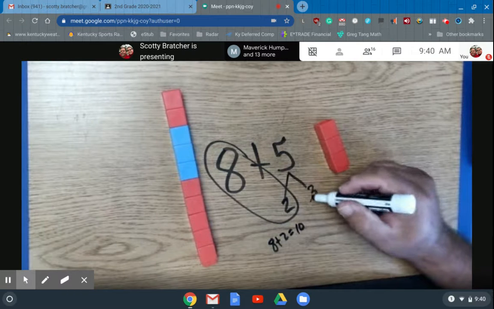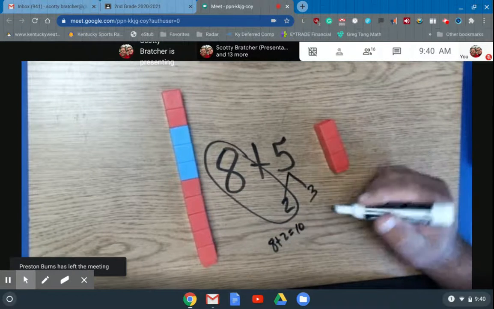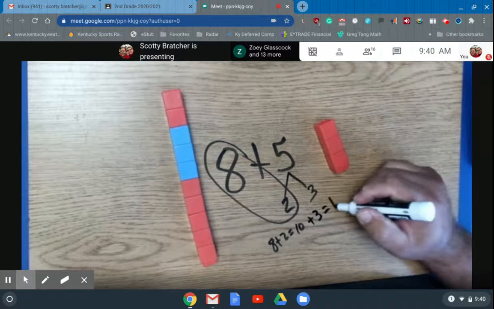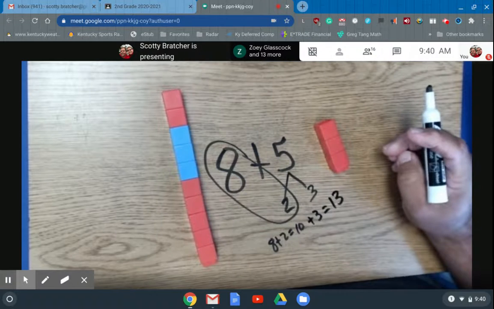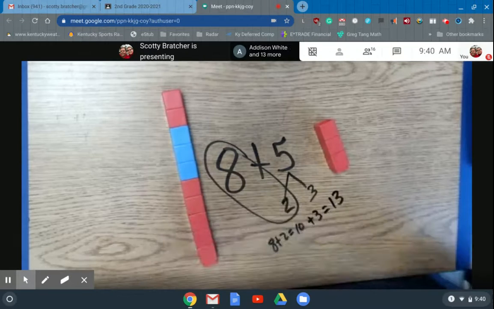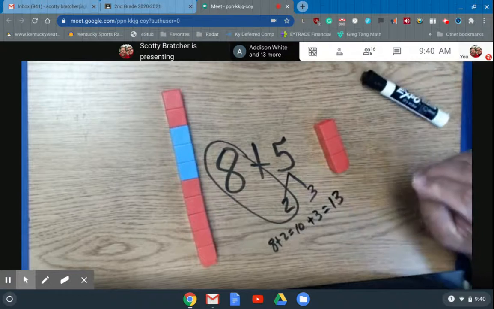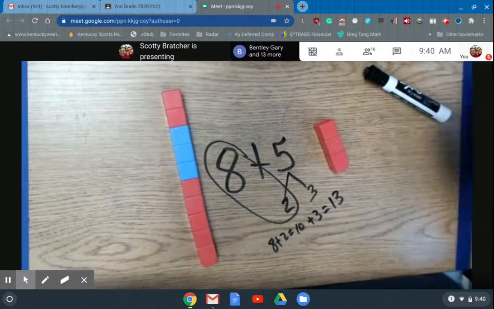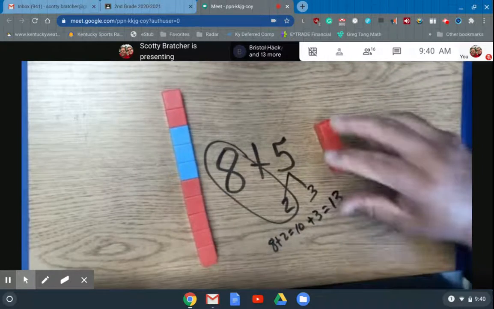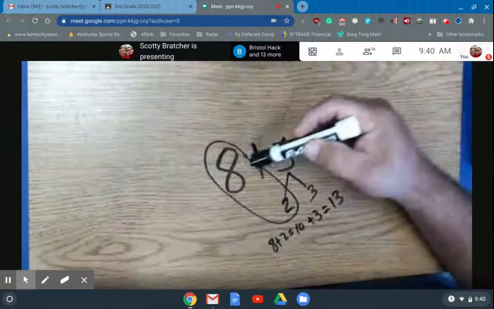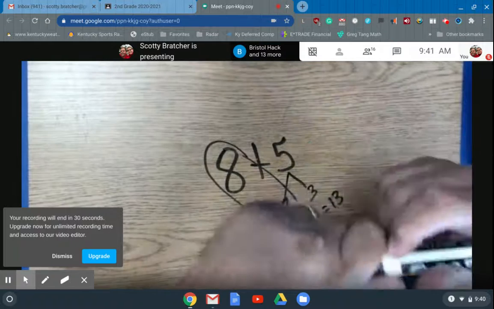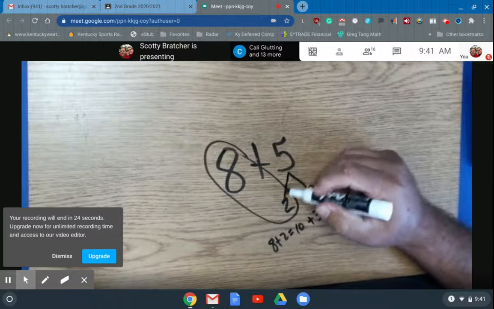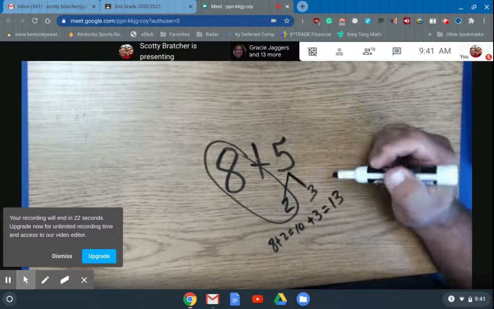And have I used the 3 yet? No, so I have to add 3, and I get 13. That was an easy fact, wasn't it? Yeah, good job. Any questions? No. All right, so notice what I'm doing here. I've got this fact, and I'm tearing the 5 apart, aren't I? I'm tearing it apart into pieces that I can use.